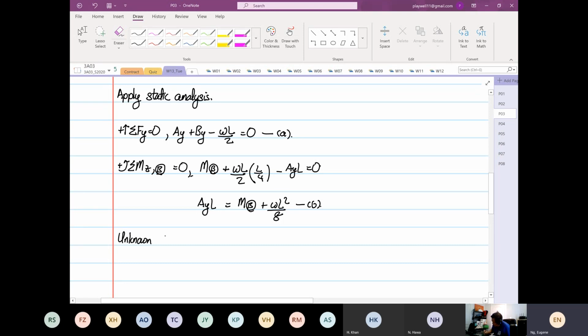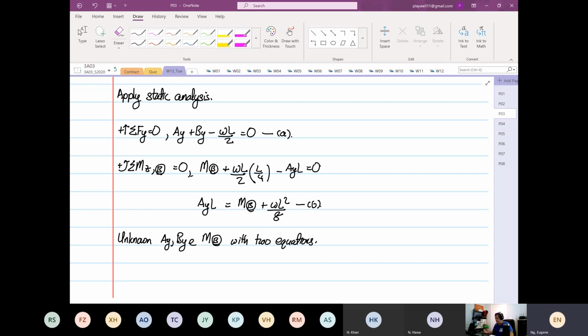You have AY, you have BY, and you have moment about point B. So you have 3 unknowns with 2 equations. So this is impossible to solve, I mean impossible to solve in a normal way without using numerical methods, for example. With numerical methods you have 3 unknowns, you have 2 equations, go and have fun. But we are without that, right?